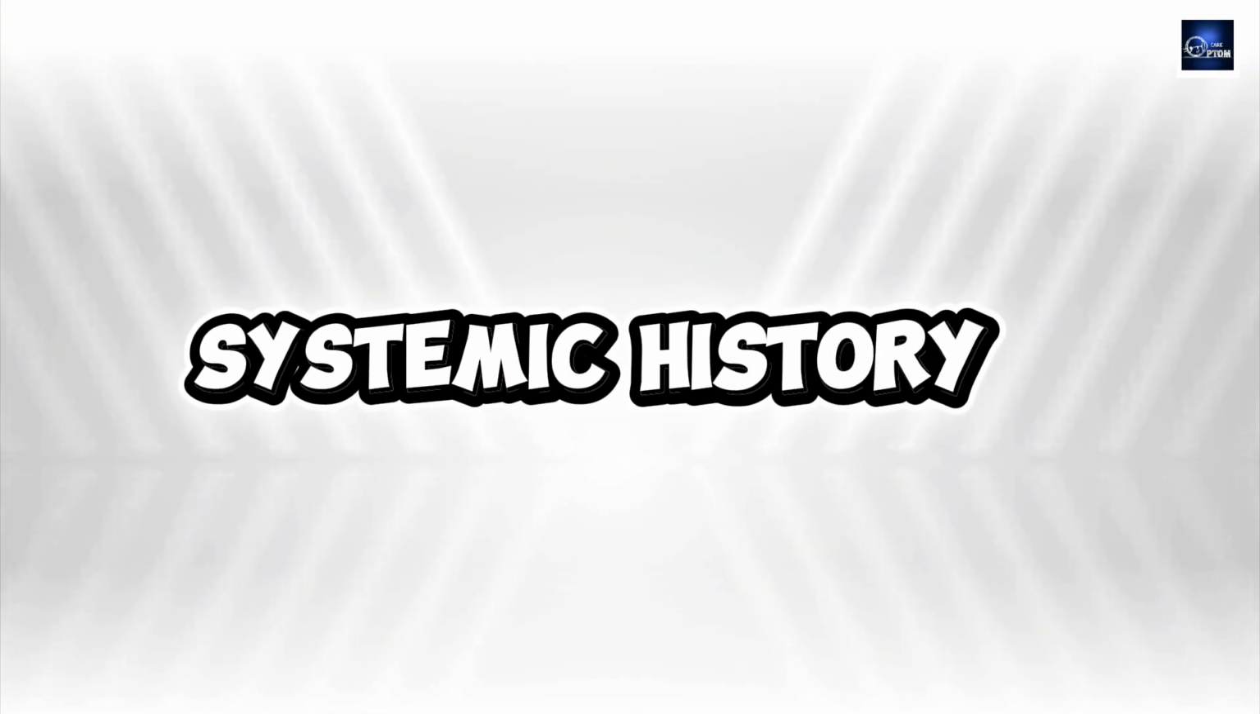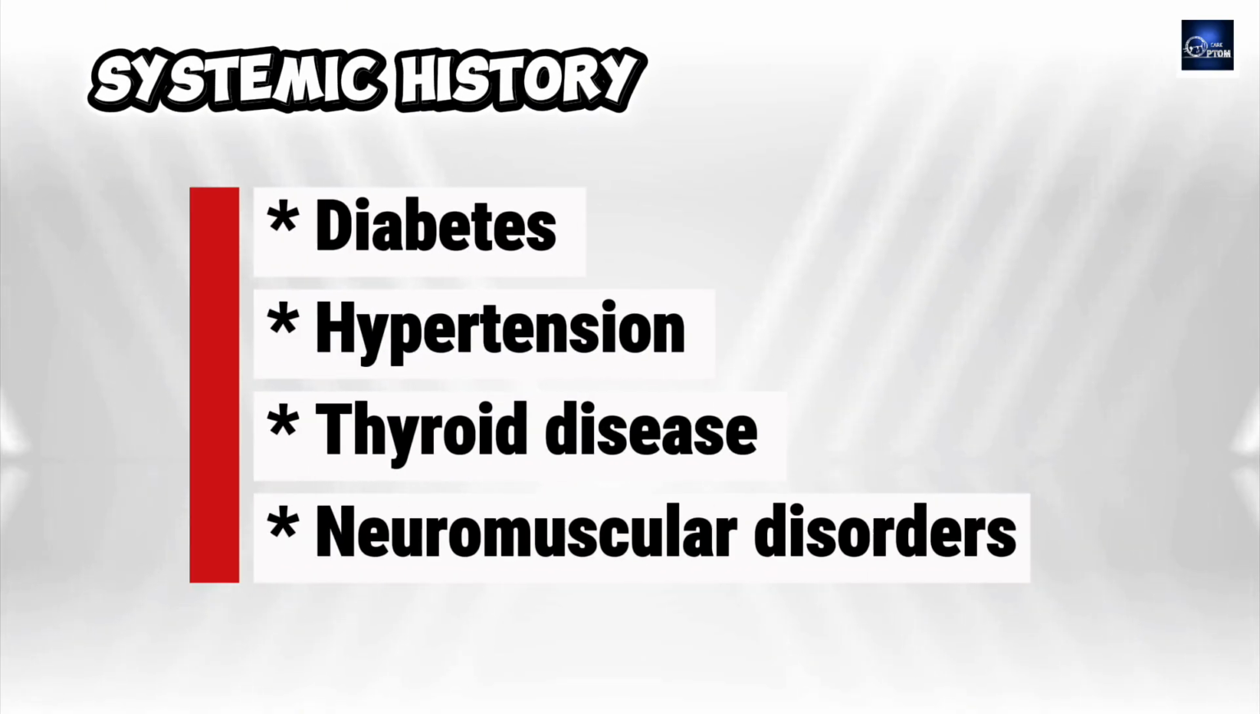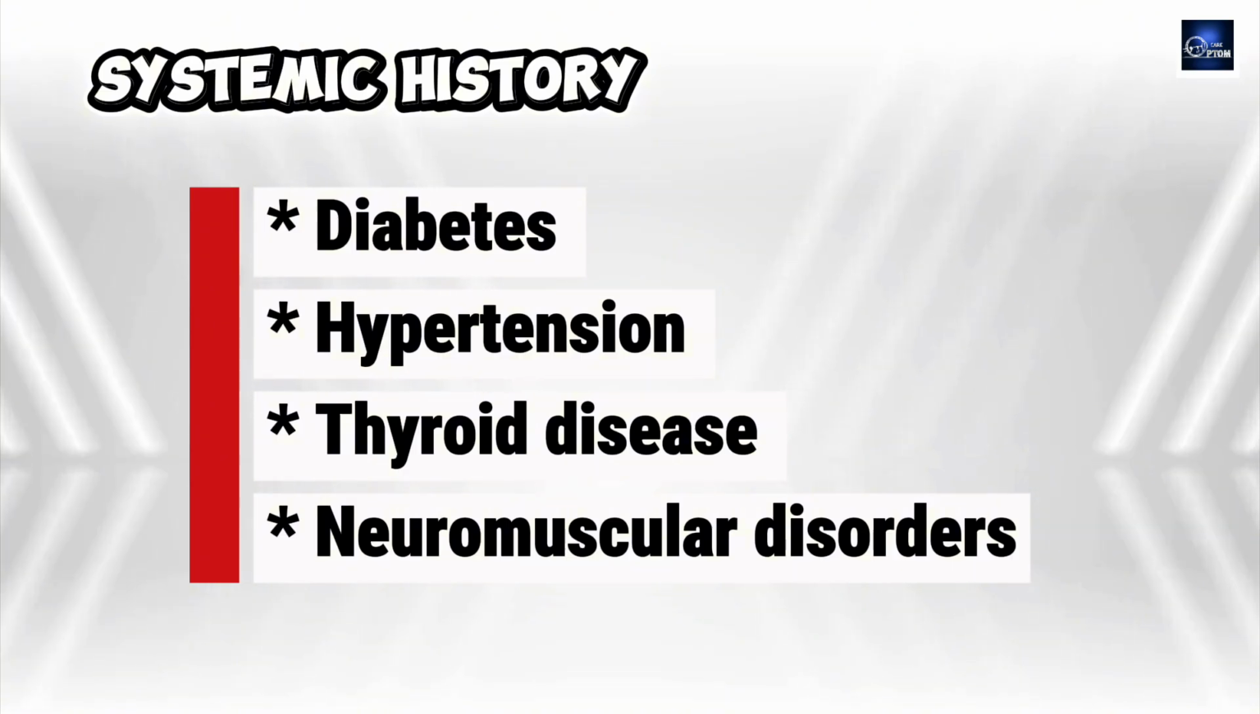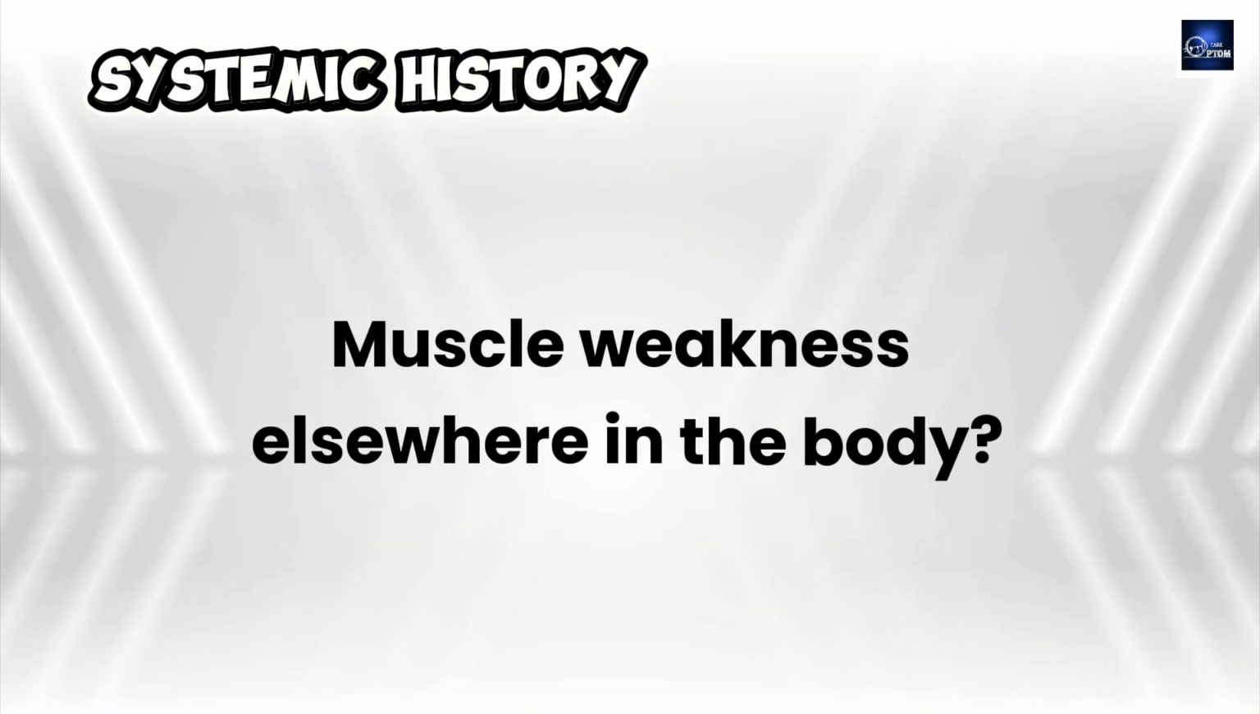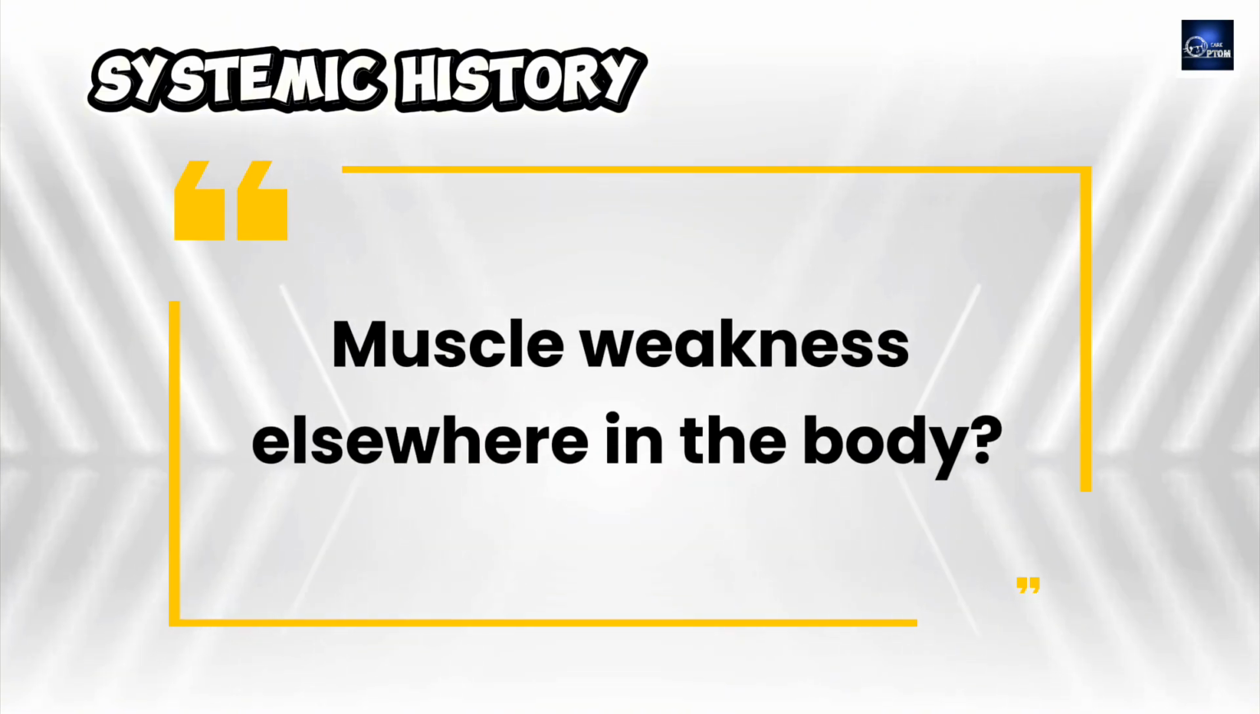Next, take a detailed systemic history. Ask about diabetes, hypertension, thyroid disease, or any known neuromuscular disorders. Also ask whether the patient experiences muscle weakness elsewhere in the body. Systemic conditions often play an important role in the development of ptosis.